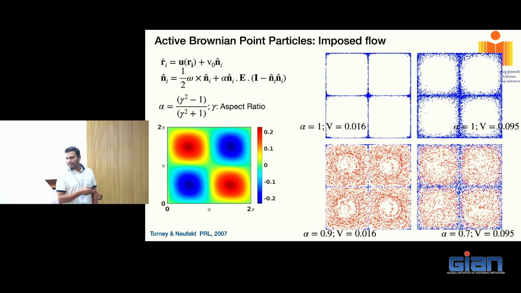So that comes into picture only when you have non-sphericity in nature. Omega is given. So omega is the background flow, so the particle is moving in this imposed flow. Omega is the vorticity. E is the strain rate, the strain rate tensor.